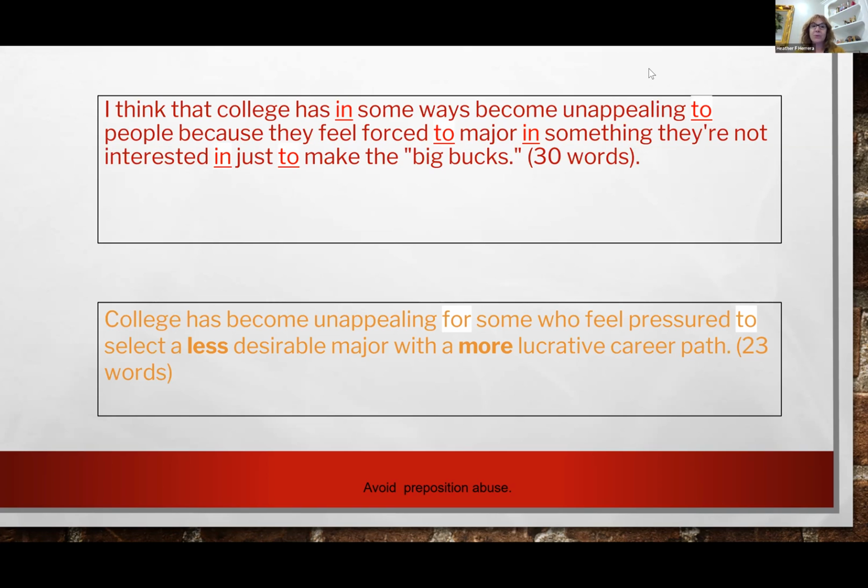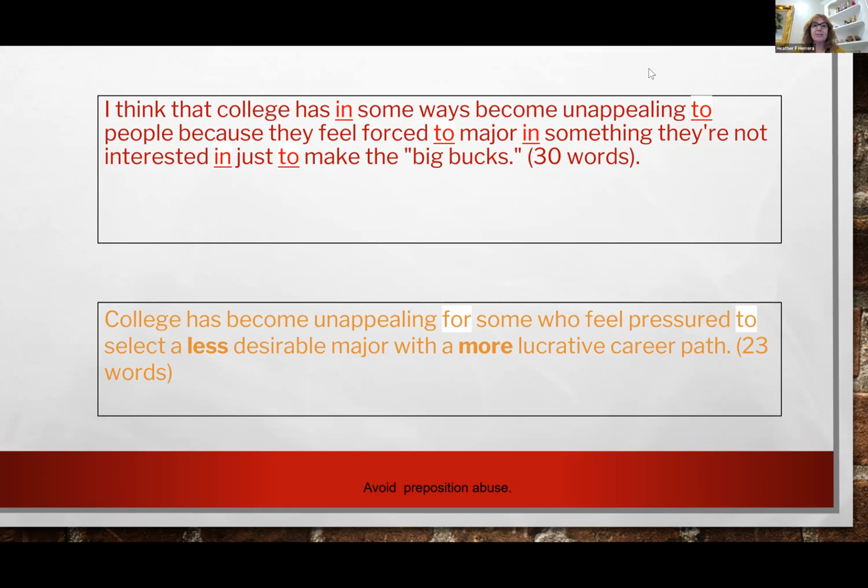And here the author goes back and says, okay, I'm going to edit this. I got all the ideas out. I want to say, how am I going to clean this up? So I'm going to take out, I think. I'm going to take out so many of those tiny words. And I'm going to pay attention to using precise language.